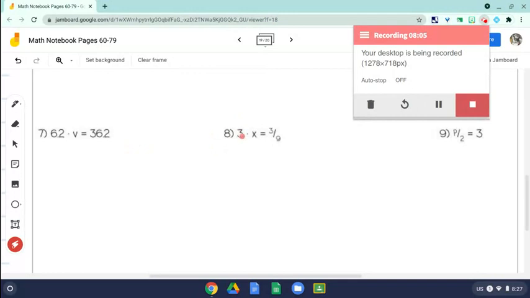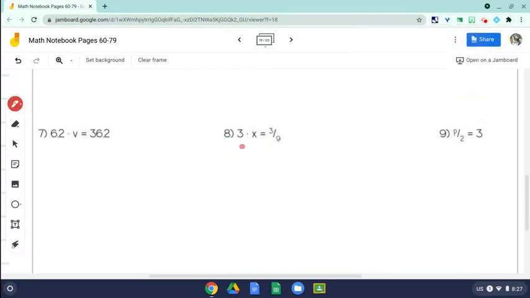Okay, so we're going to be working on number 8. 3 times x equals 3/9. And just like the one above, the inverse operation of multiplication is division. And I can use the division property of equality to divide both sides by the same number. So what I'm going to do here to get rid of this 3 and leave x by itself is divide by 3 on both sides.